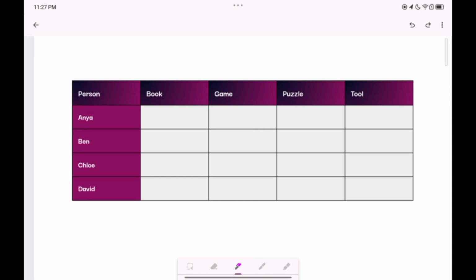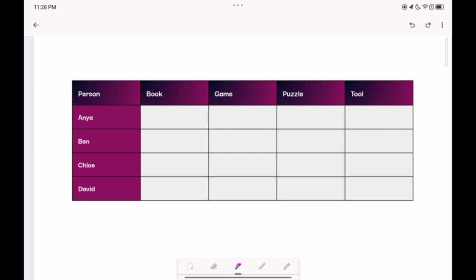So we have here the logic puzzle. We're going to play the case of the mysterious package. So we have 4 friends here: Anya, Ben, Chloe, and David. Each received a mysterious package. Each package contains a different item: a book, a game, a puzzle, or a tool. We have 5 clues here to solve the puzzle.